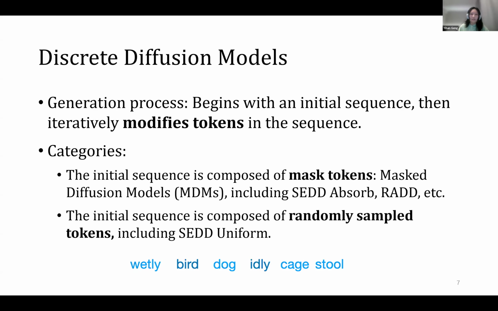Some classical MDMs are SEDD Absorb and RADD. The second category begins with a sequence of randomly chosen tokens that are either uniformly sampled or sampled by customized distributions. Within these two categories, MDMs display superior performance and scalability over the other and have become the common choice. In addition, the scaled-up models such as LLaDA and Dream are generally based on MDMs. So we primarily focus on mask diffusion models in our work.